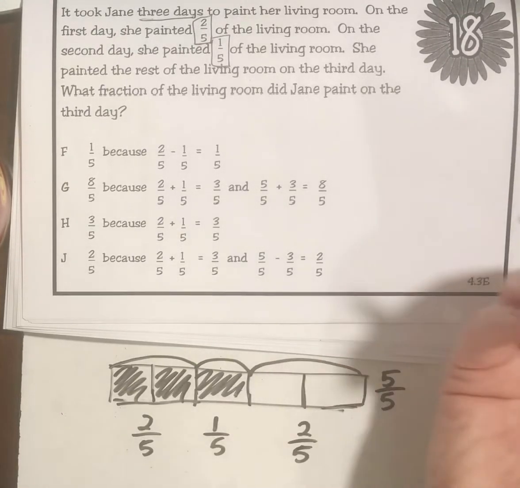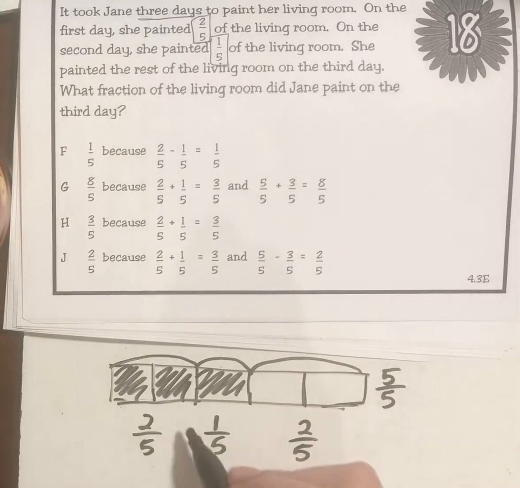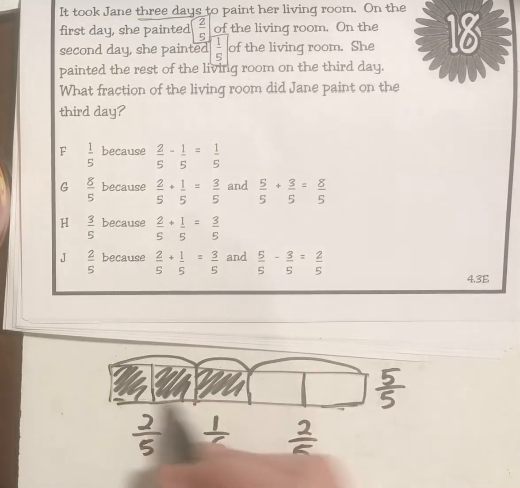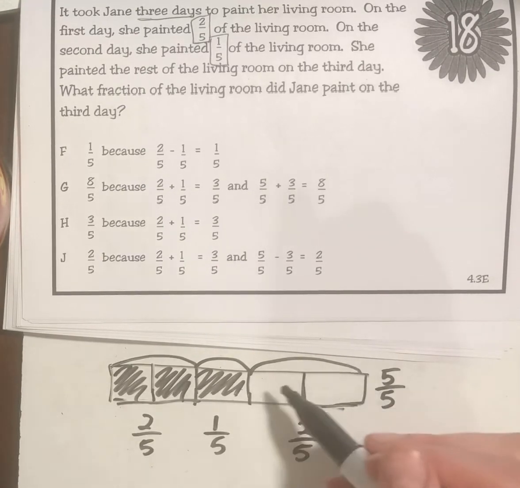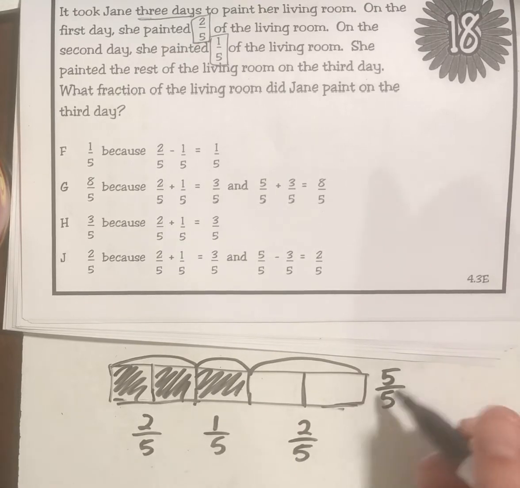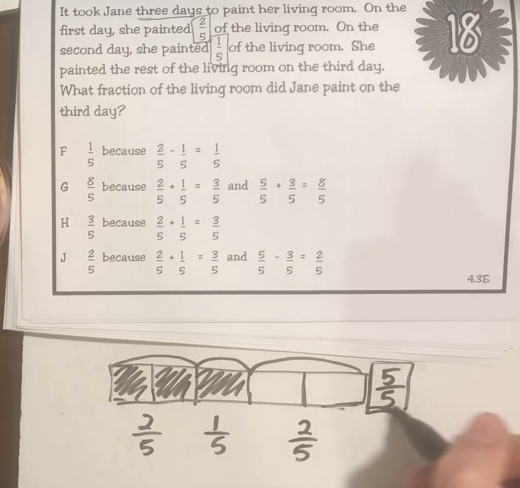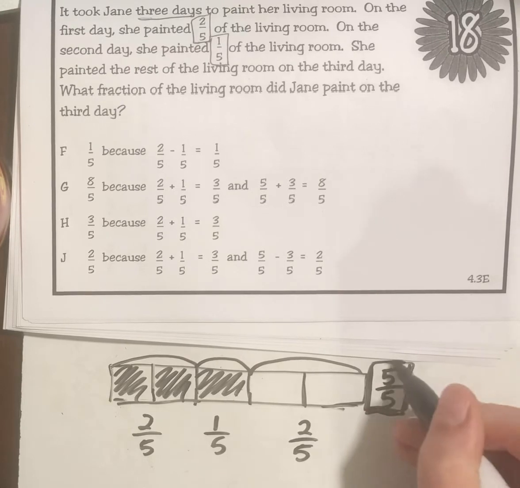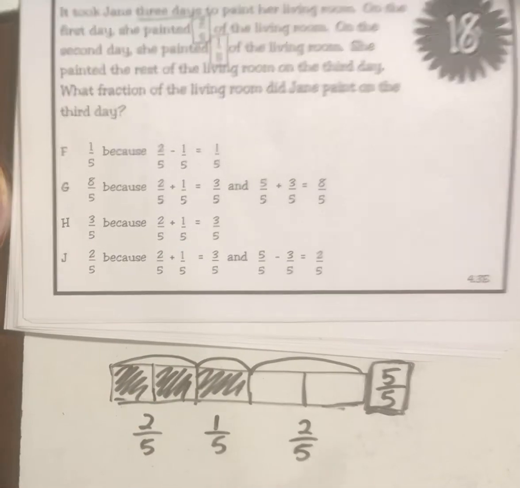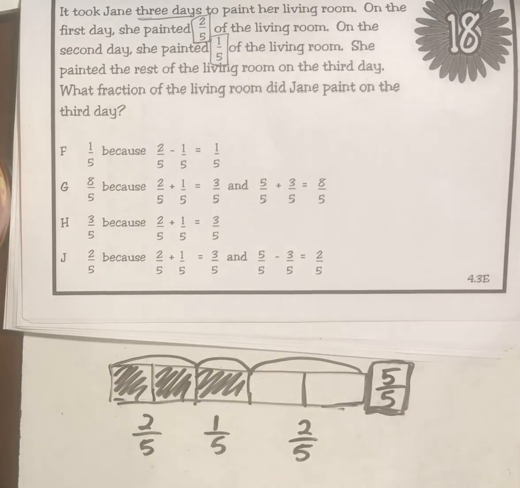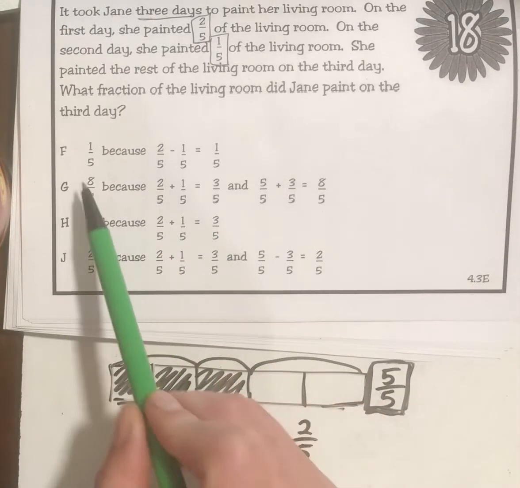Now, we could do this a couple of different ways. We could add these two together and then subtract to figure out what fraction is left over. This part right here is what would trick most people, because you just have to remember that 5 out of 5 is 1 whole. Because if you eat 5 pieces of a 5-piece candy bar, then you ate the whole thing. So let's look at our answer choices and see which one makes the most sense.